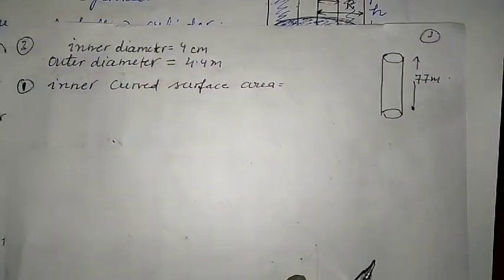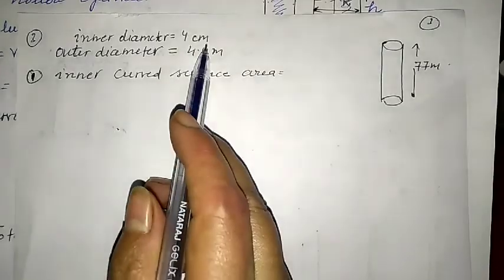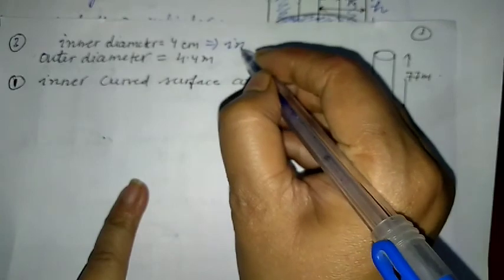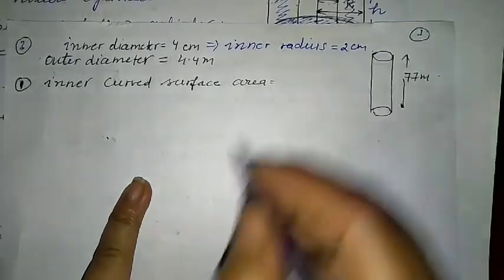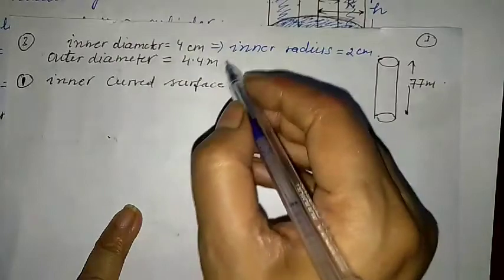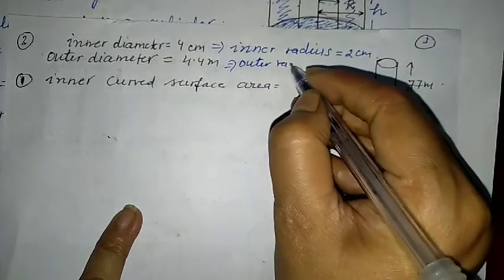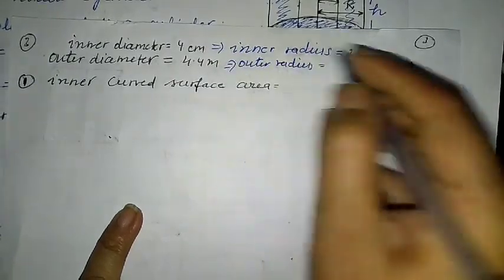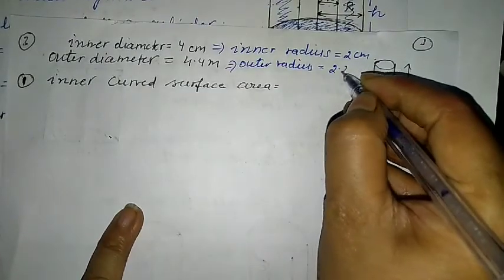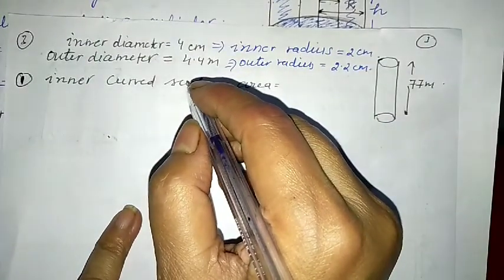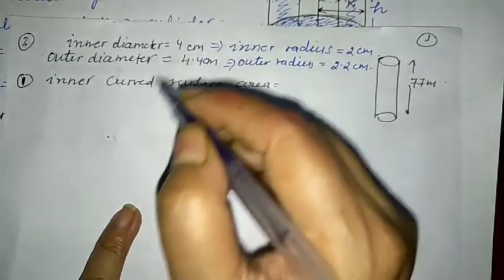So what are we given? We are given here the inner diameter, that is 4 centimeter, so we can find here the inner radius. Inner radius is equal to 4 by 2, that is 2 centimeter. And it is given the outer diameter, so we find the outer radius. Outer radius is equal to 4.4 divided by 2, that is 2.2 centimeter. It is given in centimeter, so we will write here centimeter.